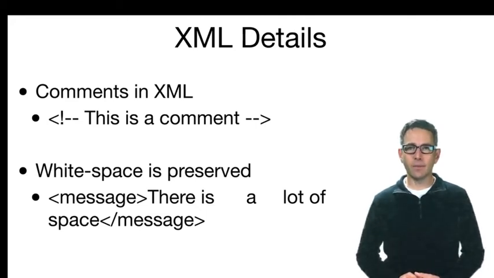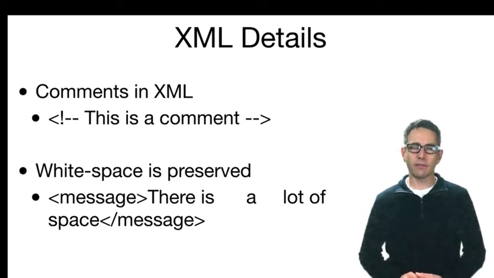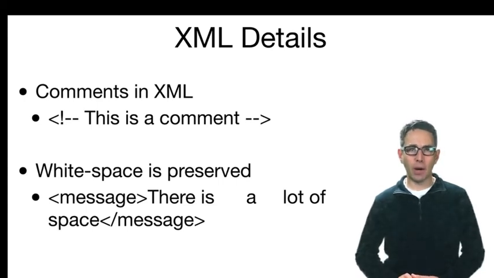In XML, white space between tags is preserved. So for example, in this message example, there are a lot of spaces between the "is" and the "a", and several spaces between the "a" and the "lot". Those spaces are part of the data and they're retained when the XML document is transferred. Any spaces that are outside of the message tag are not part of the data itself.